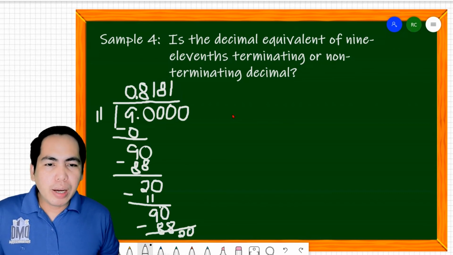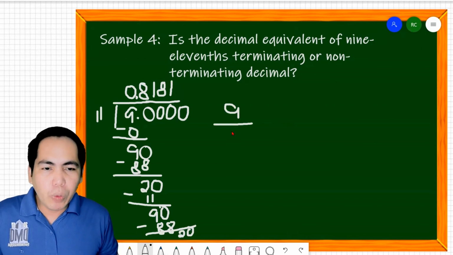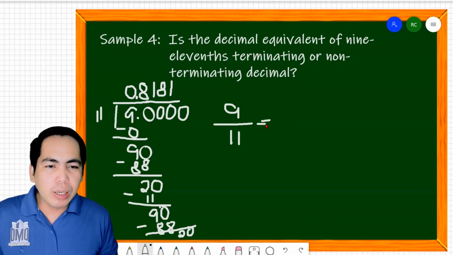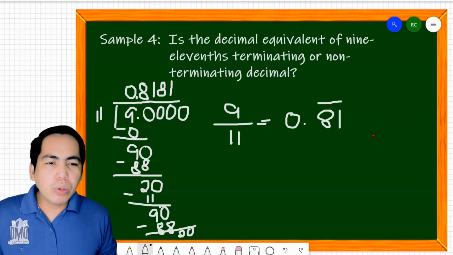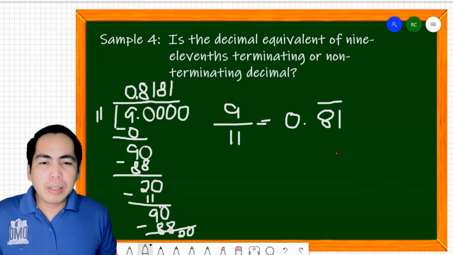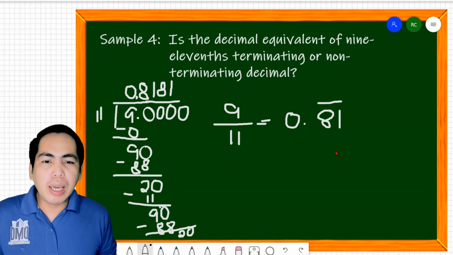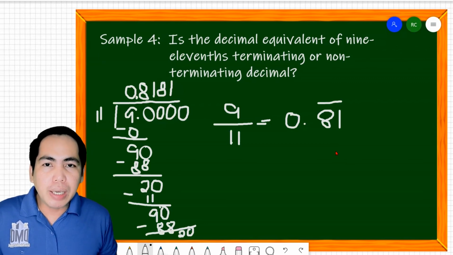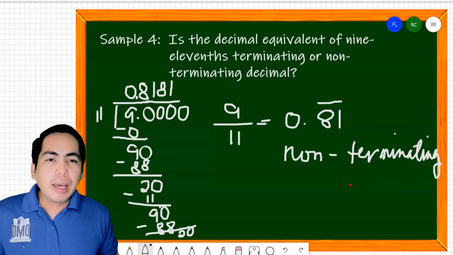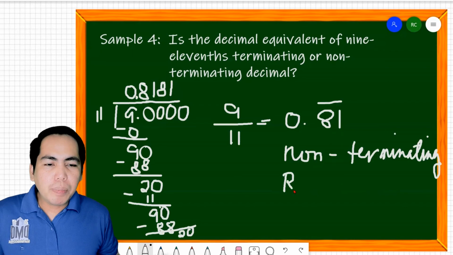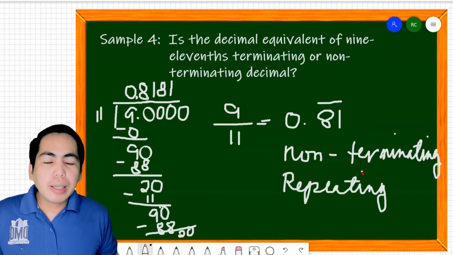So when we write the decimal equivalent of 9/11, it will give us 0.81 and so on, where the bar is directly above the digits 8 and 1, because 8 and 1 are the digits that are being repeated endlessly. So the decimal equivalent of 9/11 is a non-terminating decimal and at the same time a repeating or recurring decimal.